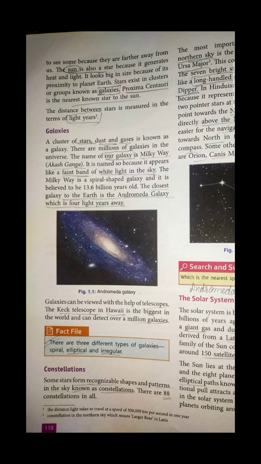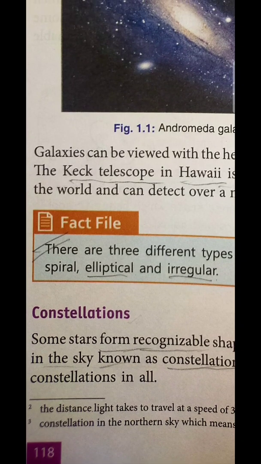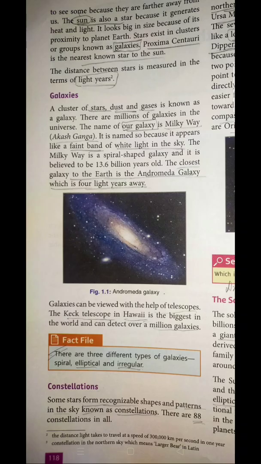So there are 3 different types of galaxies: spiral, elliptical and irregular. We are living in a spiral shaped galaxy. The spiral shaped galaxy is the Milky Way galaxy, and we are living there. Okay. Further, now we are going to understand the constellations. There are around 88 constellations in all. Okay. A constellation is a recognizable shape and pattern in the sky.